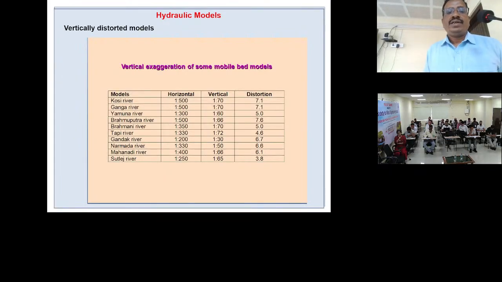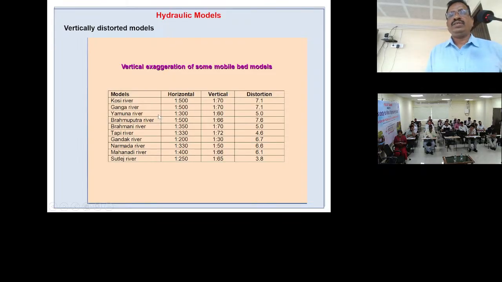Some of the distorted models I will show here. Vertically distorted models we have constructed in CWPRS. The Kosi River model: the horizontal scale is 1 is to 500 and the vertical scale is 1 is to 70. The distortion is 7.1. Ganga River is 1 is to 500 and the vertical scale is 1 is to 70, and the vertical distortion is 7.1. The Yamuna River model is still running now also in CWPRS.